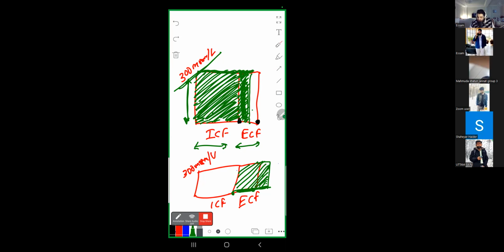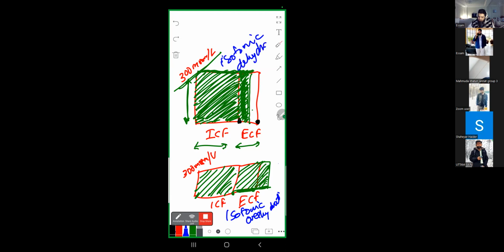So how much will be the ICF? The ICF will remain the same. Okay, so in case of isotonic dehydration, up here it is dehydration and down here it is overhydration. So why are we saying dehydration? Because you see this empty space, this ECF is reduced. So it is dehydration. And what about this over here? This ECF has increased, so it is overhydration. That's the difference between isotonic dehydration and overhydration.